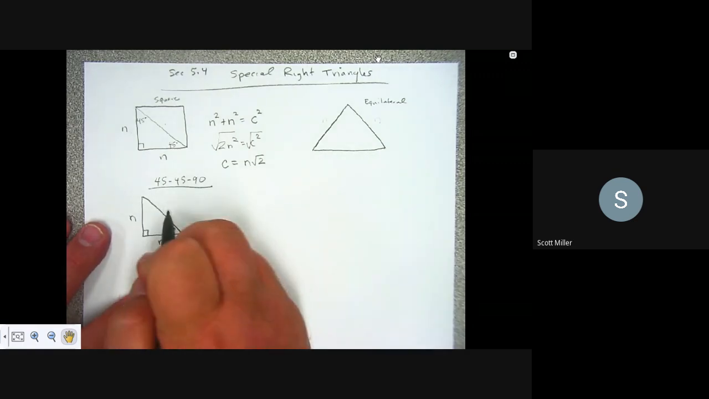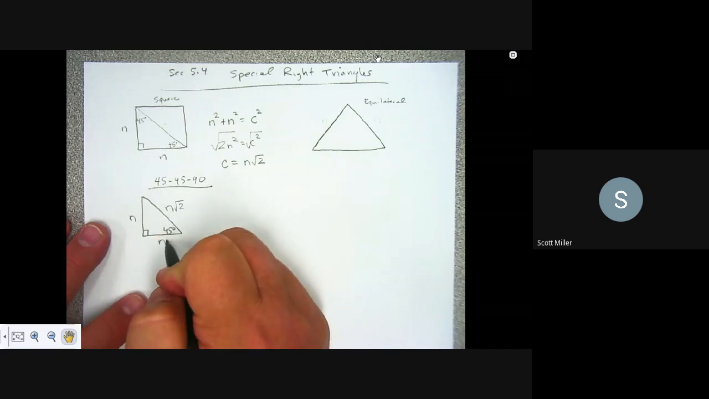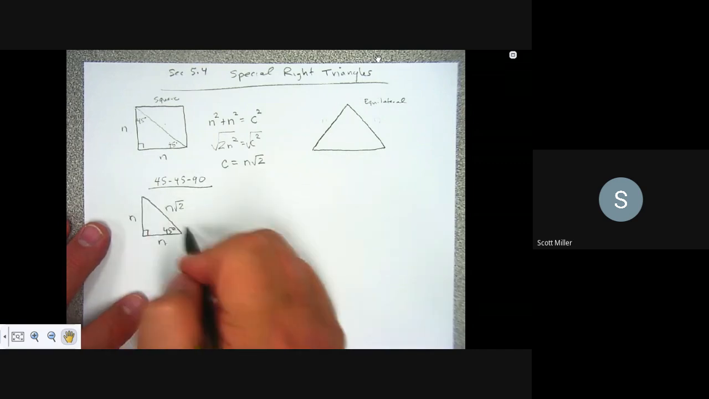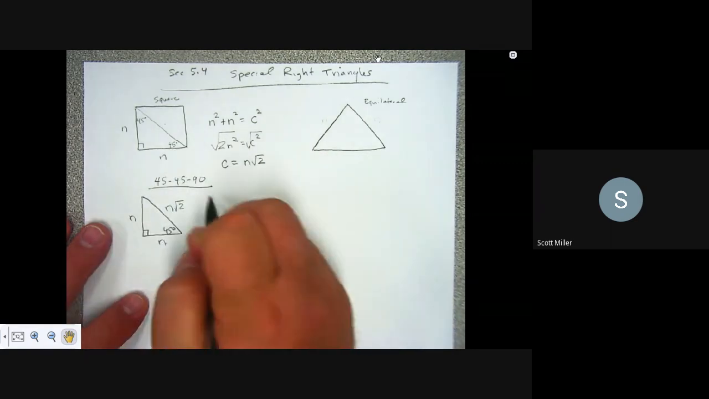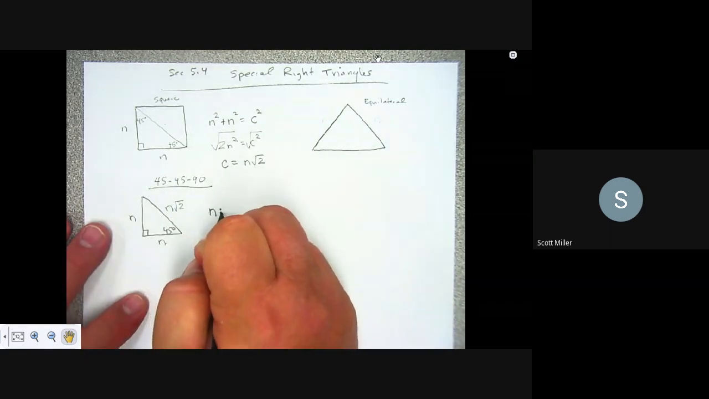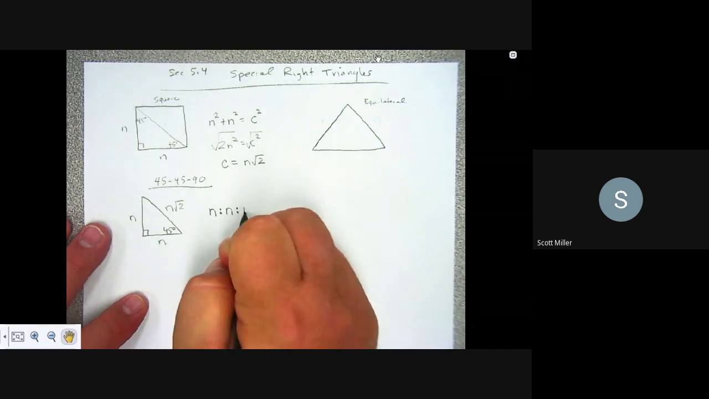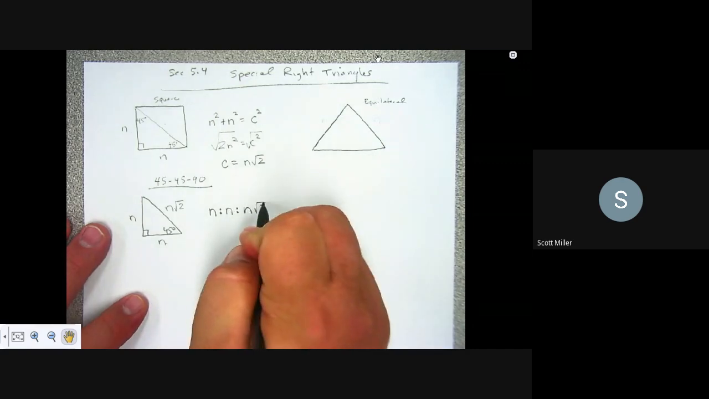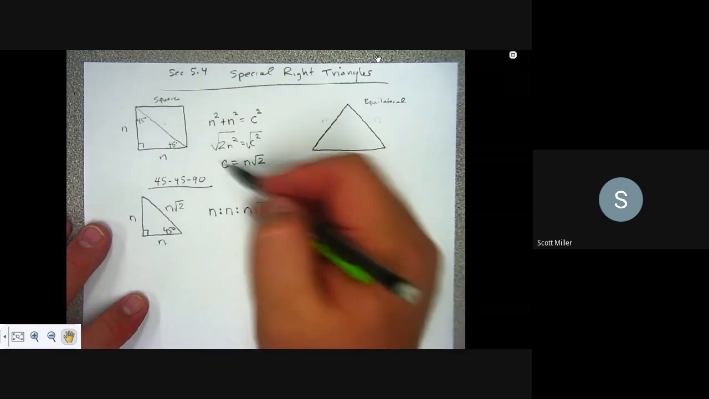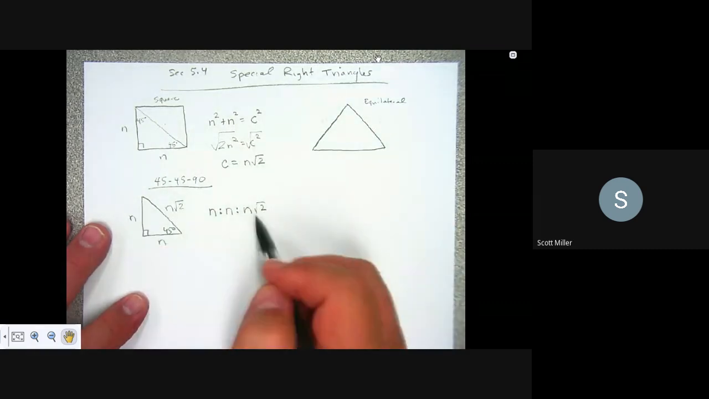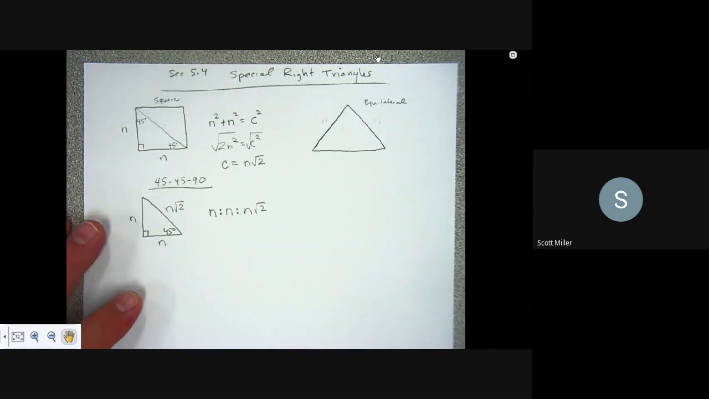The hypotenuse is going to be the same length as the side, but times the square root of 2. So whatever the side length is, we just multiply it by the square root of 2, and I get the hypotenuse length. That's what makes it a special right triangle. So our side ratios are n to n to n times the square root of 2. And this allows me to find different values without having to do Pythagorean theorem all the time. I just need to memorize this ratio, and I have it as quick as I can.